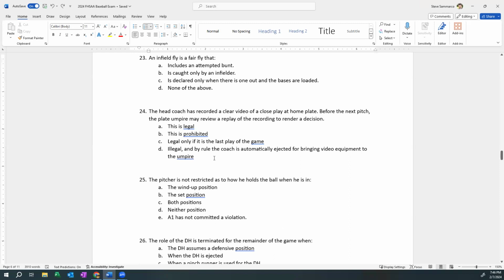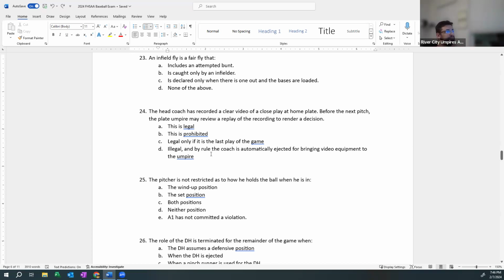All right. The head coach has recorded a clear video of a close play at home. For the next pitch, the plate umpire may review a replay of the recording to render a decision. Please don't. I hope nobody missed this: do not look at video during the game. I am all for watching video after the game. It's how you become a better official. I like C. I encourage you to get a Game Changer app. It's tax deductible. It's like $9, $20 for the season, right? Watch yourself. Do not watch it during the game.